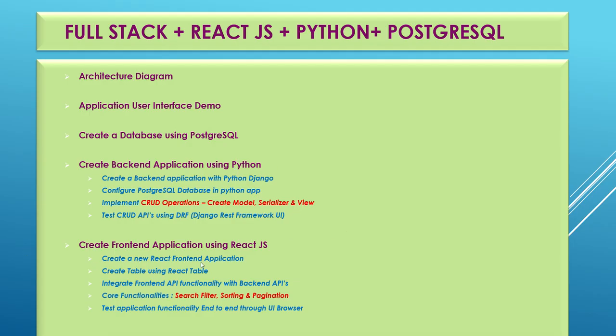On the front end side, we are going to create our React front end application using Vite, and we are going to create a table using React Table, populate columns and data in it, and create API functionality on the front end side, which will integrate with the backend APIs. We are also going to implement some advanced features like searching, sorting and pagination with the help of functions and hooks available in the React Table library. Finally, we will test our application end to end through the UI in the browser and verify the result. This is about all the steps which we are going to implement from scratch.